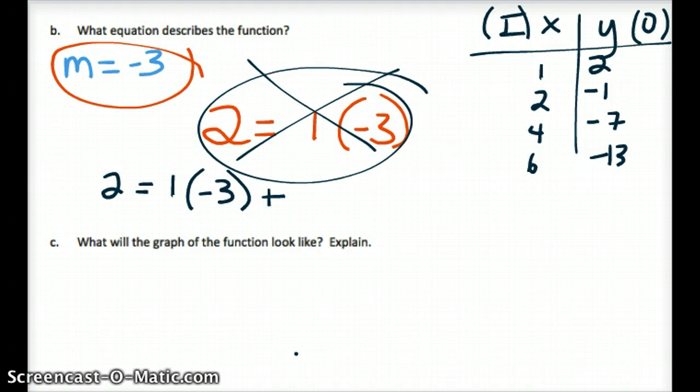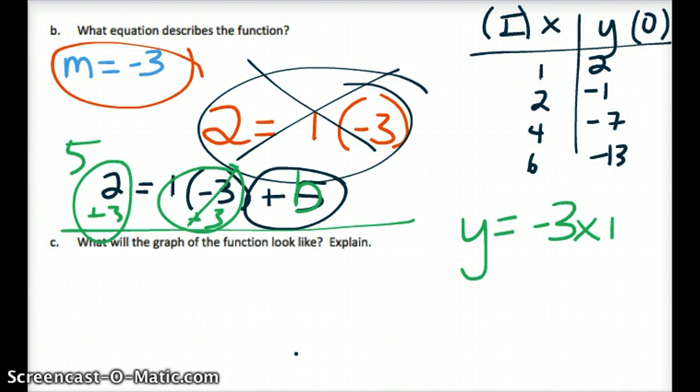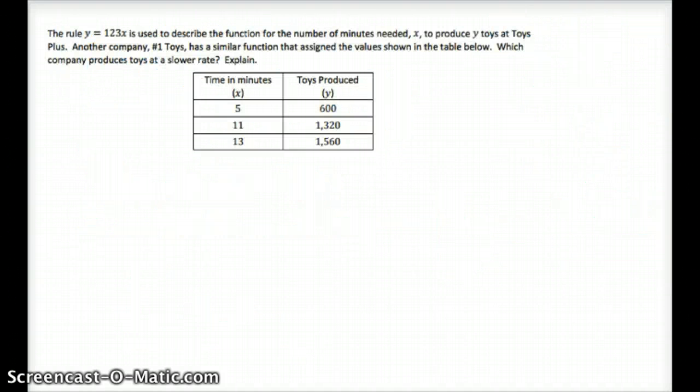So 2 equals 1 times negative 3 plus b. I would add 3 to solve for that. I would get 5 is what works. This would be b, so b is 5. So my equation is y equals negative 3x plus 5. And I would test and see if it works. And when I plug in x and y values from here, it does work. And the graph will look like a line.